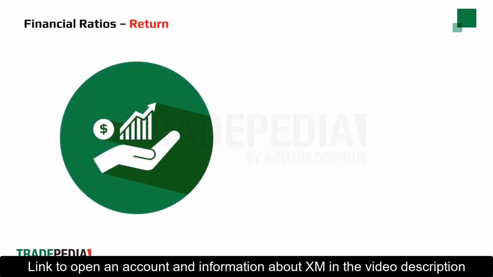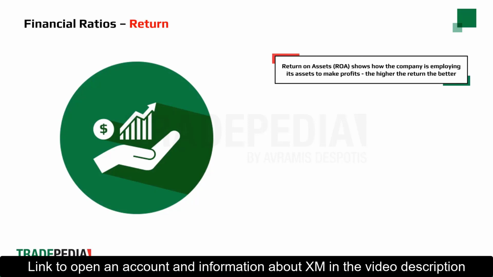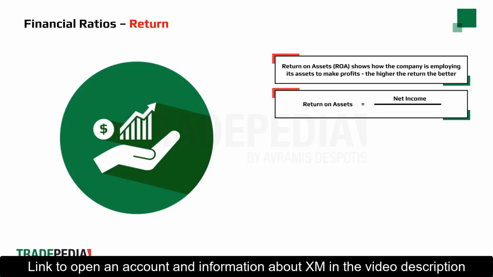Return ratios display the company's ability to generate profits. The return on assets ratio, also known as the ROA, illustrates how well the company is employing its total assets to make profits. The higher the return, the better. It is calculated by dividing the net income of the firm over its total assets.